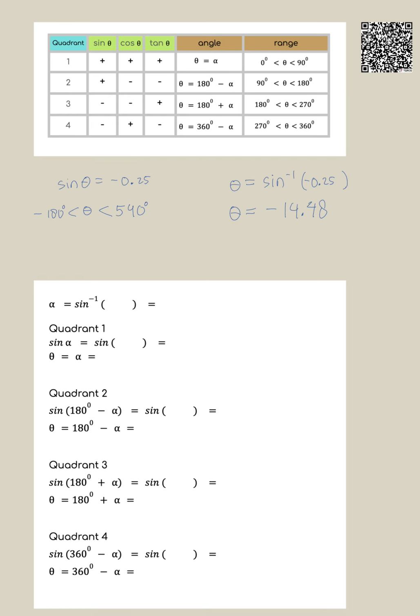Now, how to use this table? We check from the question. Sine theta is a negative number. And according to the table, if sine is negative, we must use quadrant 3 and quadrant 4. And don't use quadrant 1 and quadrant 2.